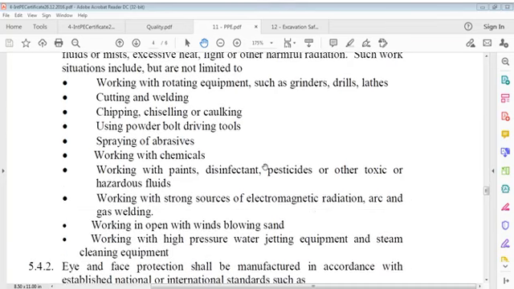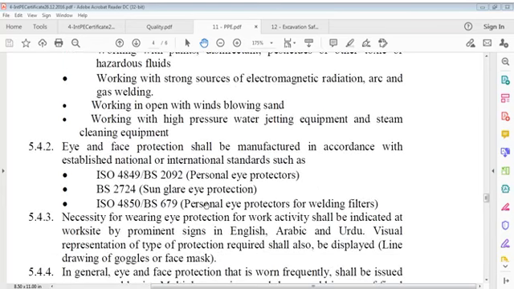lathes, cutting and welding, chipping, chiseling or caulking, using powder bolt driving tools, spraying of abrasives, working with chemicals, working with paints, disinfectant, pesticides or other toxic or hazardous fluids, working with strong sources of electromagnetic radiation, arc and gas welding, working in open with winds blowing sand, working with high pressure water jetting equipment and steam cleaning equipment.